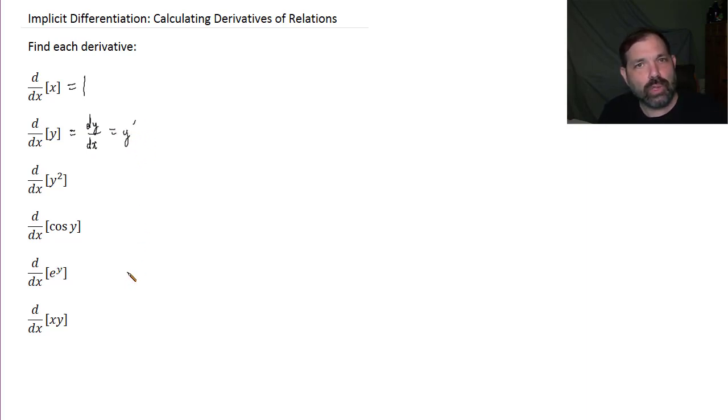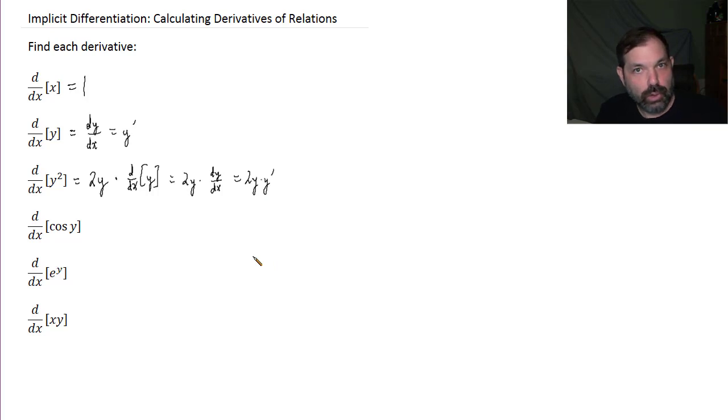But now what if instead of just y, we had y squared? So here's where we can apply the chain rule. If we assume that y is related to x, y is a function of x, then differentiating y squared is like using the chain rule. The derivative with respect to x of y squared would be 2y times, and then from the chain rule, d by dx of y. So that's the same as writing 2y times dy dx, or 2y times y prime.